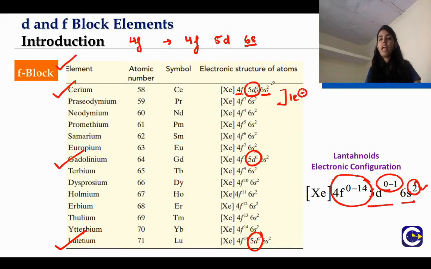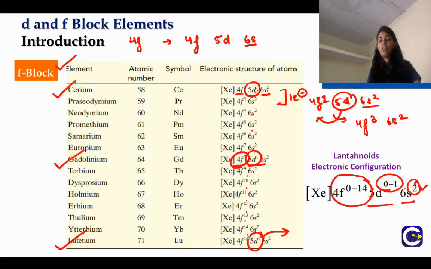So this should actually become 4f2 5d1 6s2, but the 5d electron goes into the f only, so this becomes 4f3 6s2. Then it is 4f4 6s2, 4f5 6s2, 4f6 6s2, 4f7 6s2. Then, due to the stability of 4f7 being the half-filled subshell, the extra electron goes into 5d. Then again 4f9, 4f10, 4f11, 4f12, 4f13, 4f14, and then due to the fully filled stable configuration of the f subshell, you have 5d1 again. So these you have to remember.